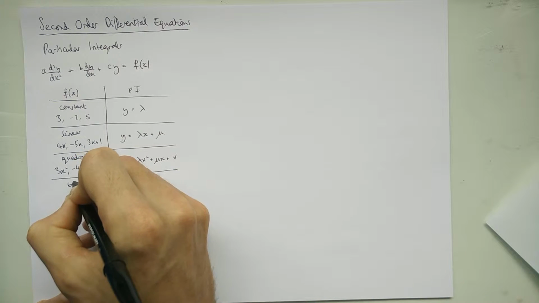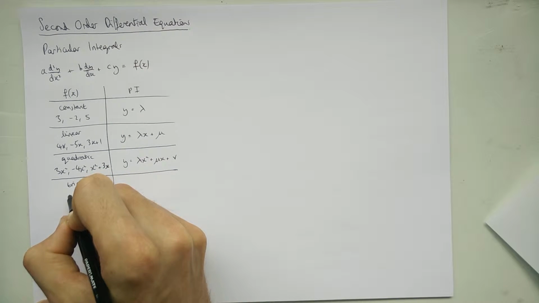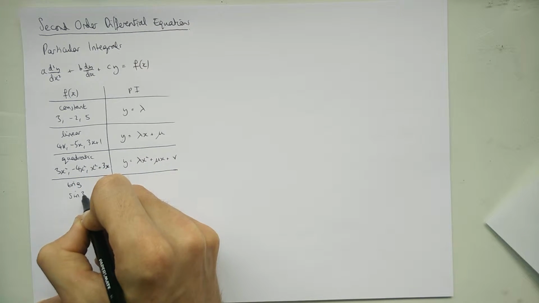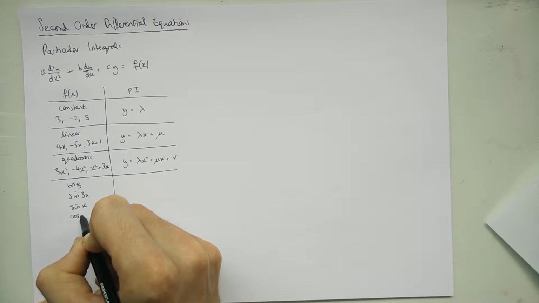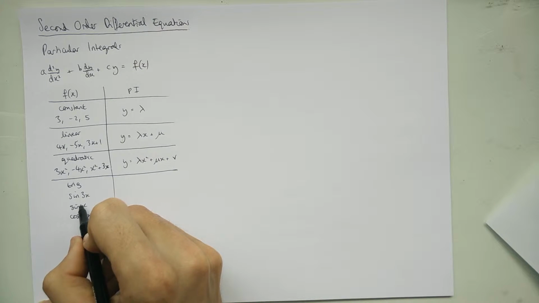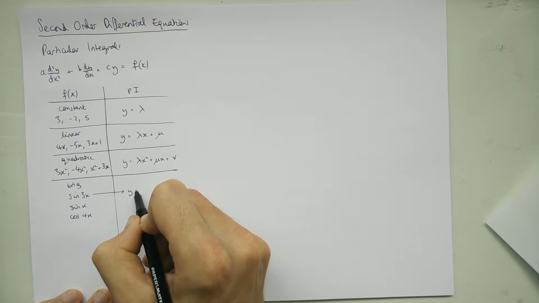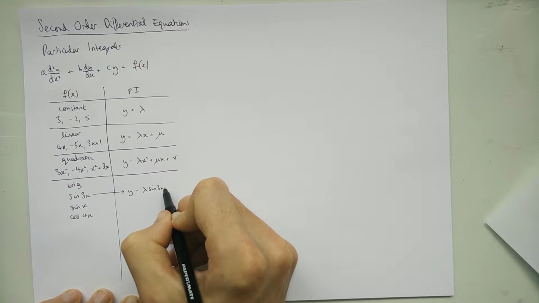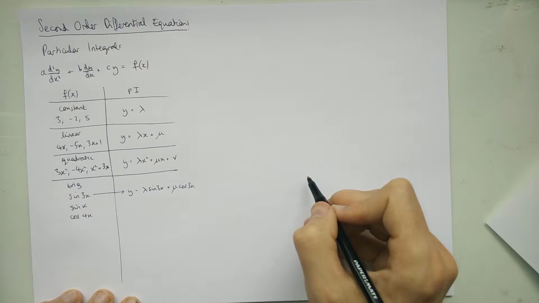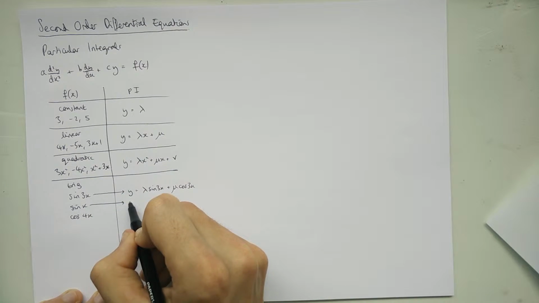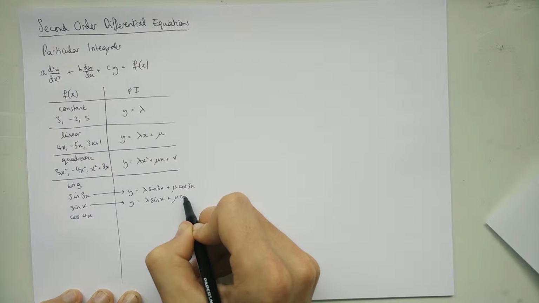Okay, what about something more interesting, like a trig function, a sine or a cos? This is slightly different because you can have different kinds of sine functions. So you can have sine 3x, or something like sine of x, or cos of 4x. What's important here is the number in front of the x. So if it's sine of 3x, you'd let the particular integral be lambda sine 3x plus mu cos 3x, which is a bit weird, but we'll see why that works in a bit. Just here you'd let the particular integral be lambda sine x plus mu cos x.